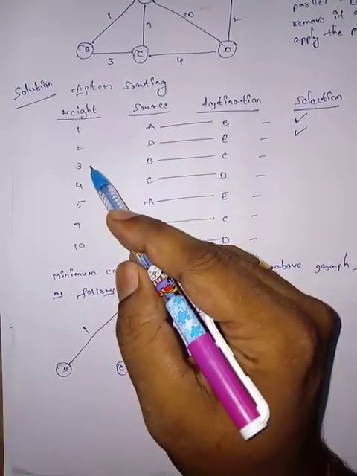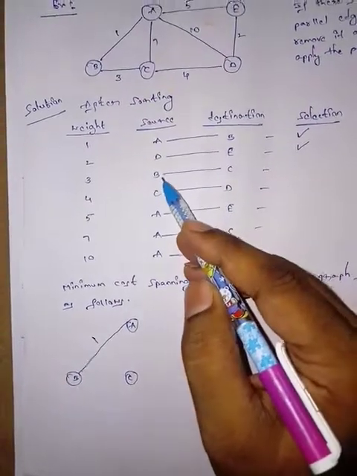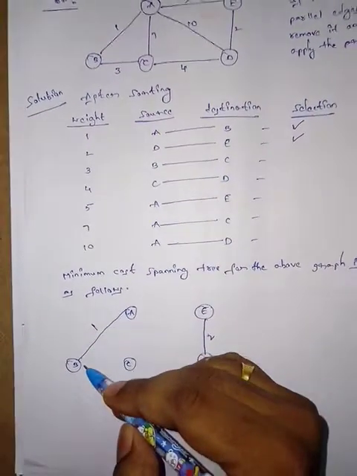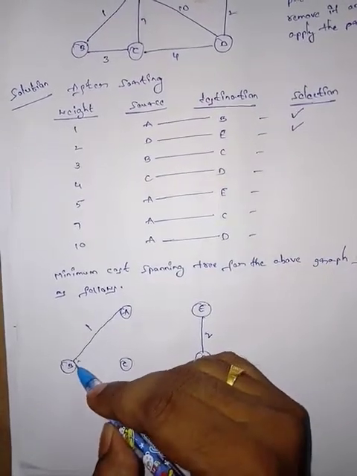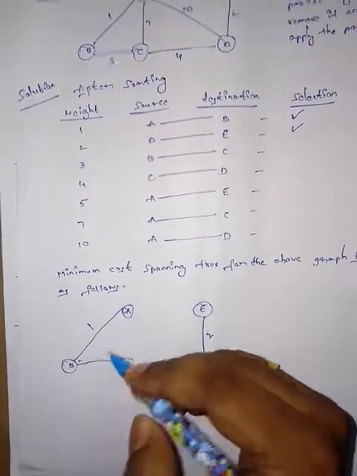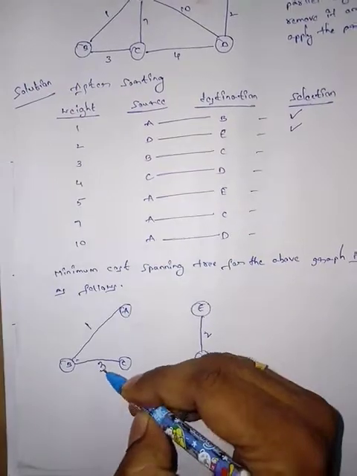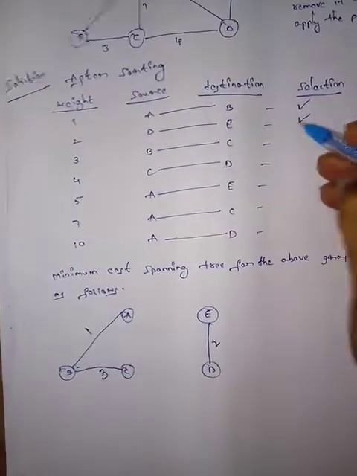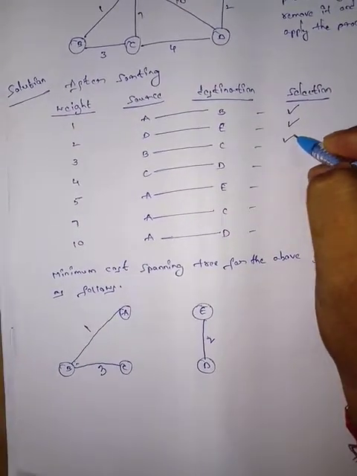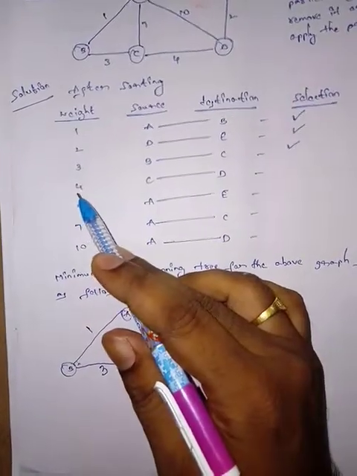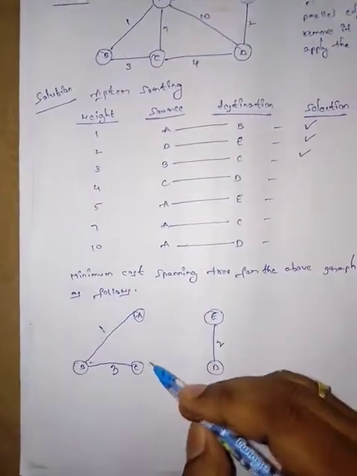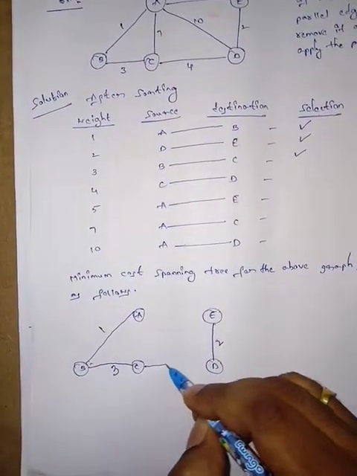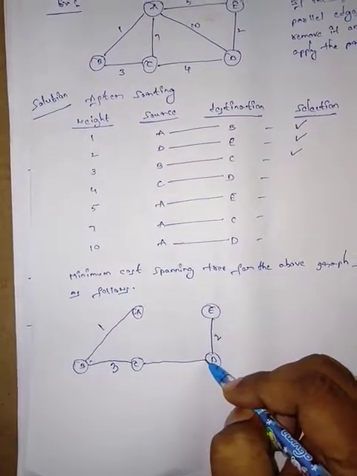The next minimum cost is 3, B to C. This edge also does not form any cycle, so include it. The next minimum weight is 4, C to D. This edge also does not form any cycle, so include it.